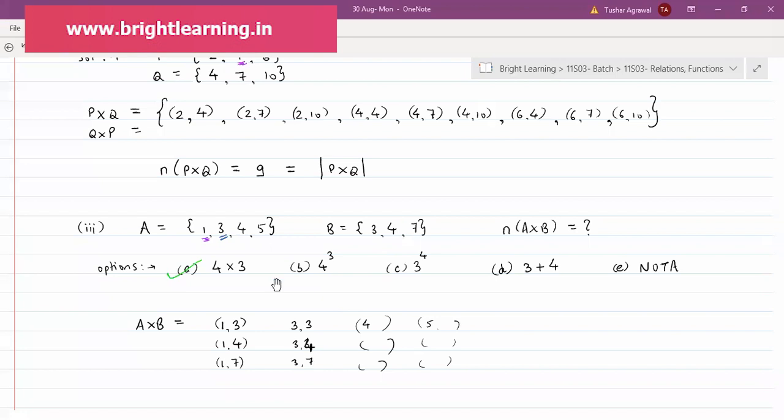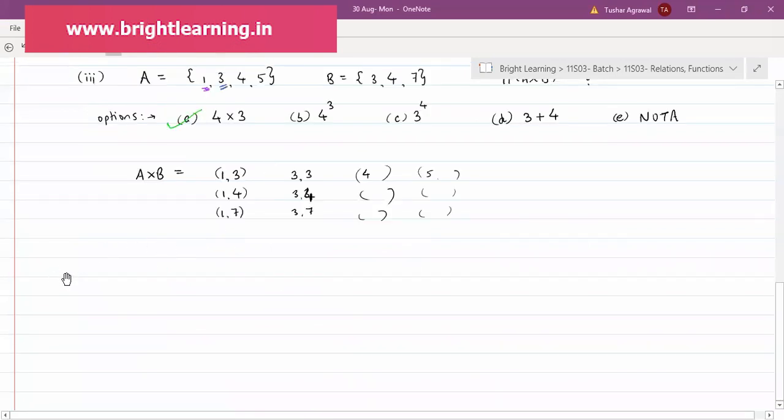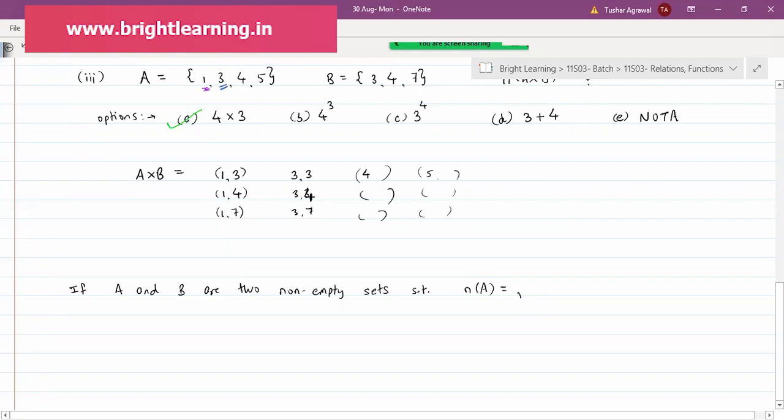So if I write now this statement, if A and B are two non-empty sets such that cardinality of A is equal to P and cardinality of B is equal to Q, then cardinality of A cross B, either you say A cross B or you say B cross A.